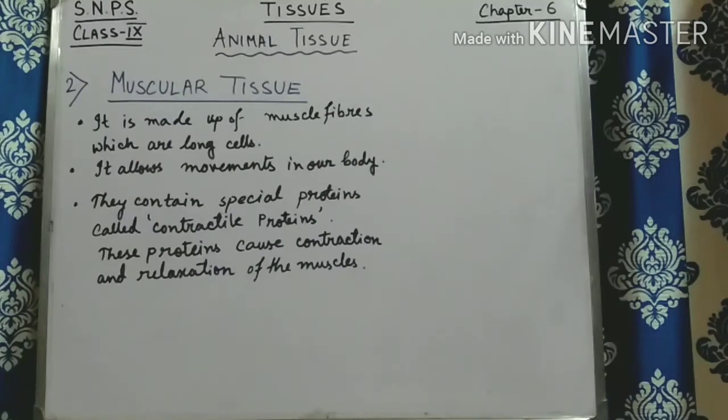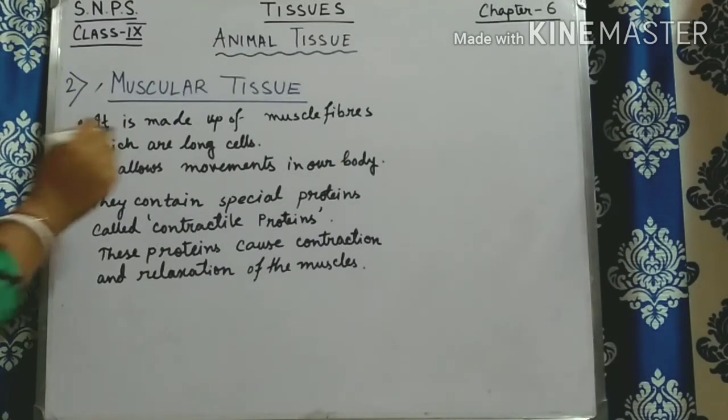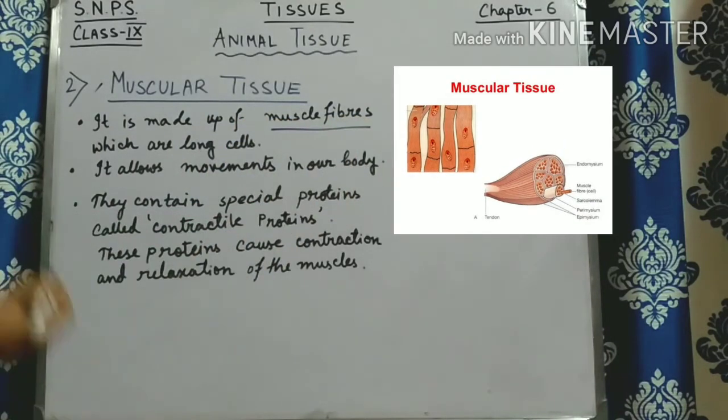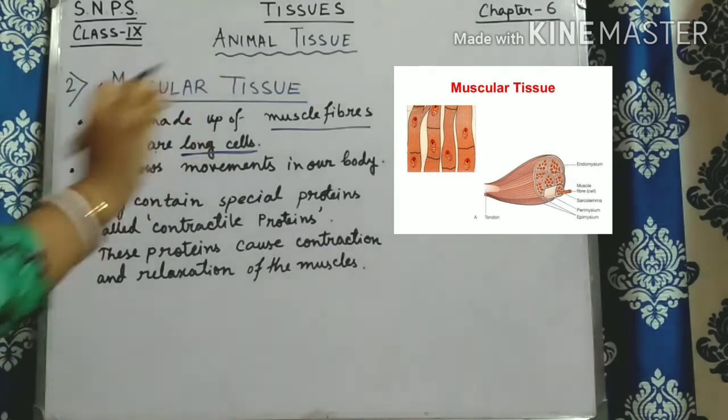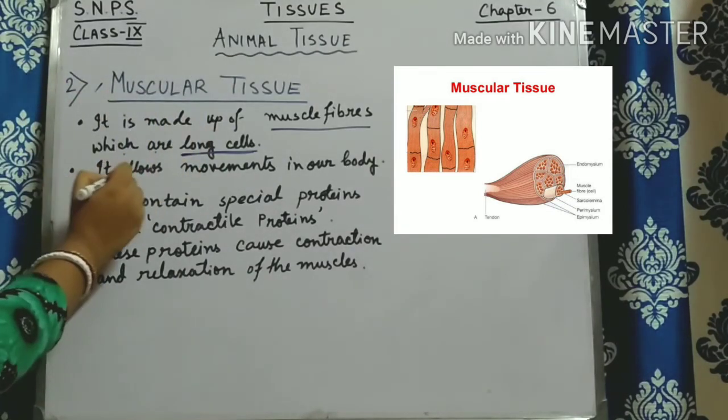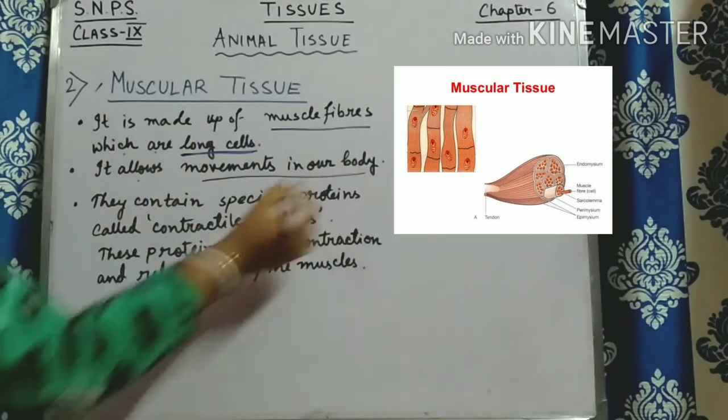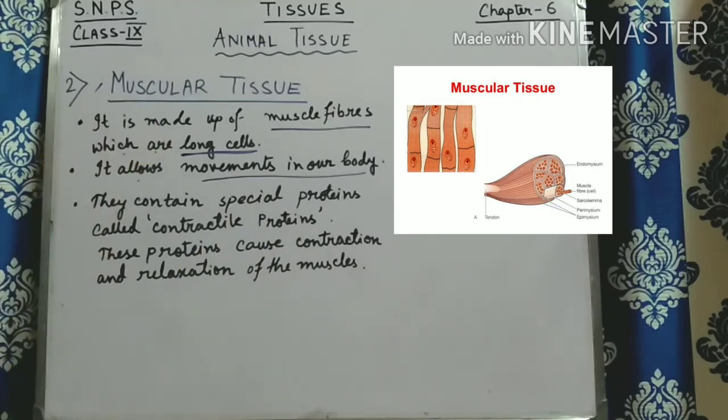The next type of animal tissue is muscular tissue. It is made up of muscle fibers, that's why the name muscular tissue. These are long cells, and as you can see in the picture, they are very long. It allows movement in our body. These muscular tissues help to move our body.